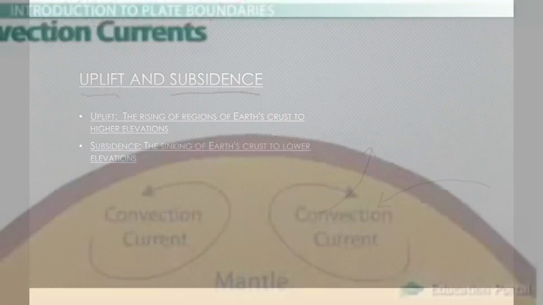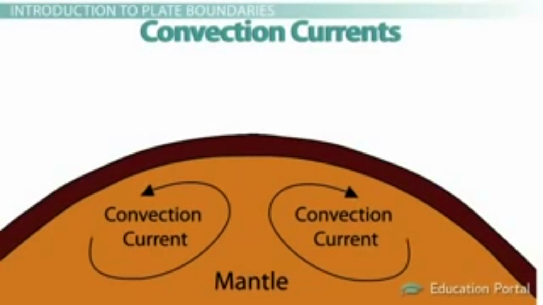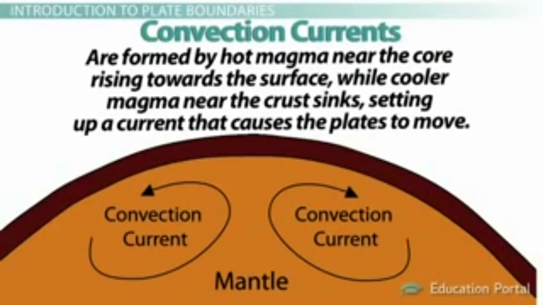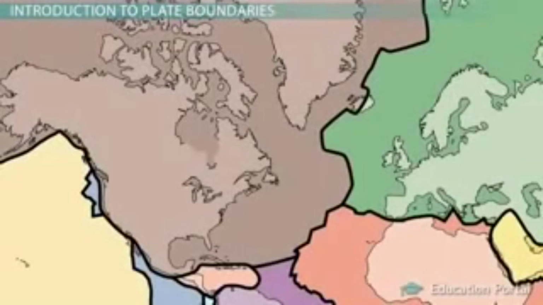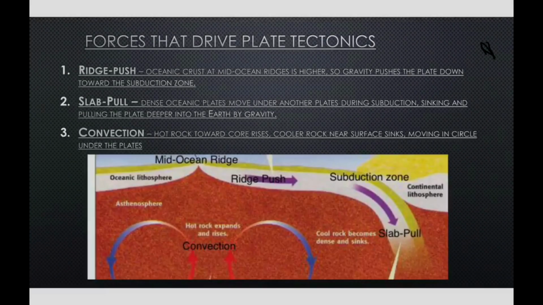This process is driven by convection currents within the mantle. Convection currents are formed by hot magma near the core rising towards the surface, while cooler magma near the crust sinks, setting up a current that causes the plates to move. These currents are the primary driving force behind plate movement.